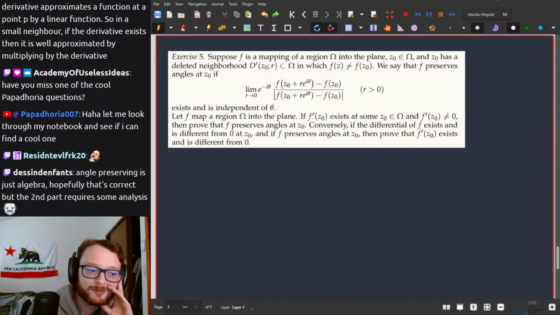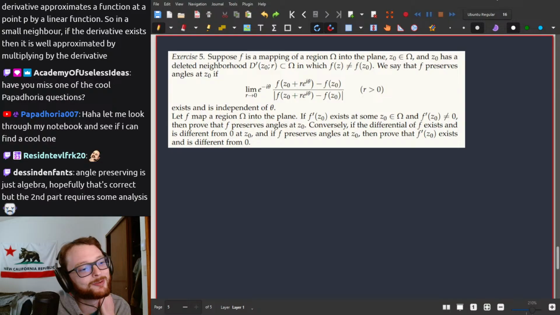This is weird. Angle preserving is just algebra. Hopefully that's correct, but the second part requires some analysis. Yeah, no, I'm rereading what Slim wrote, and that seems like it makes sense. I don't know how to make it into a proof though.